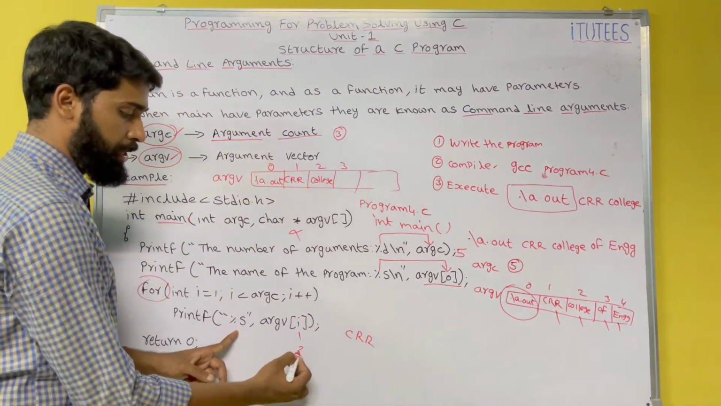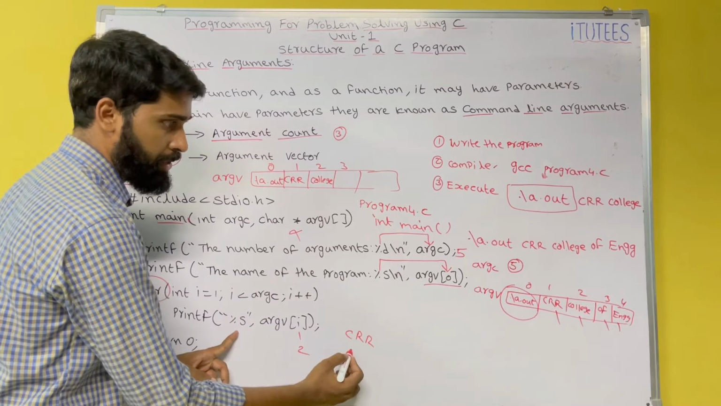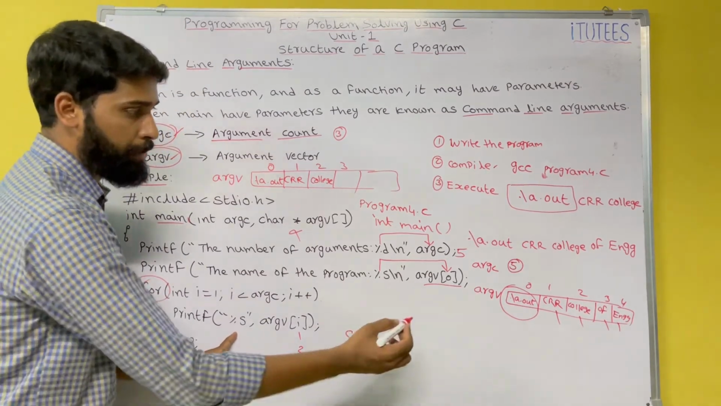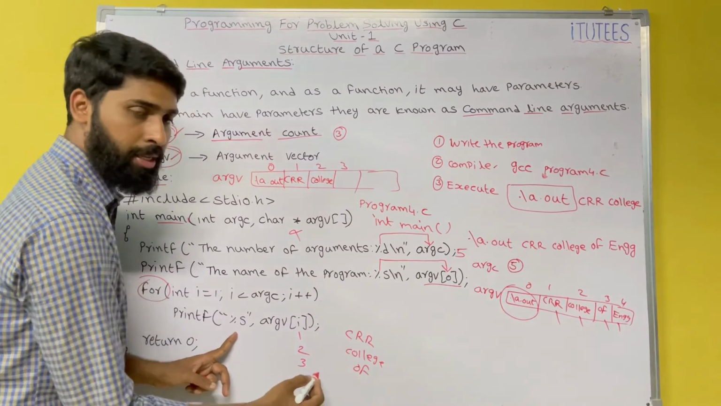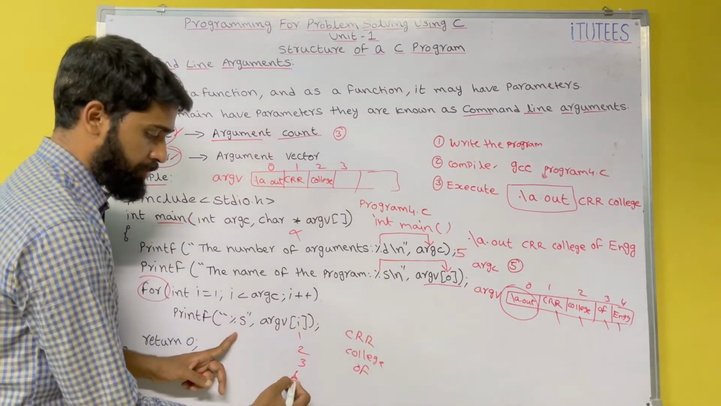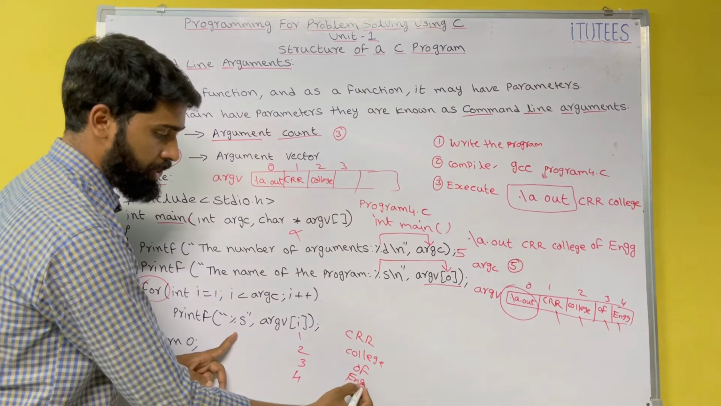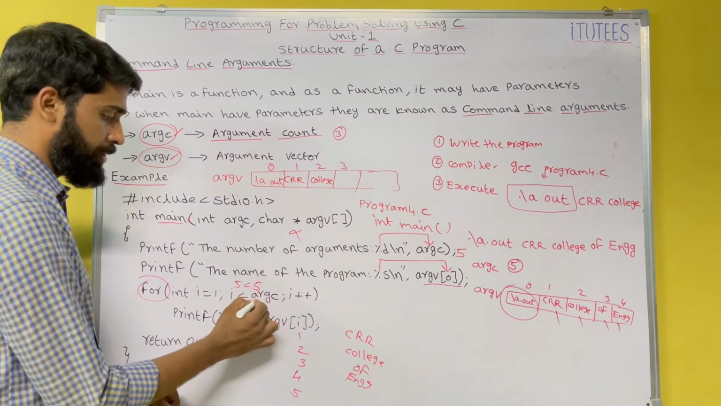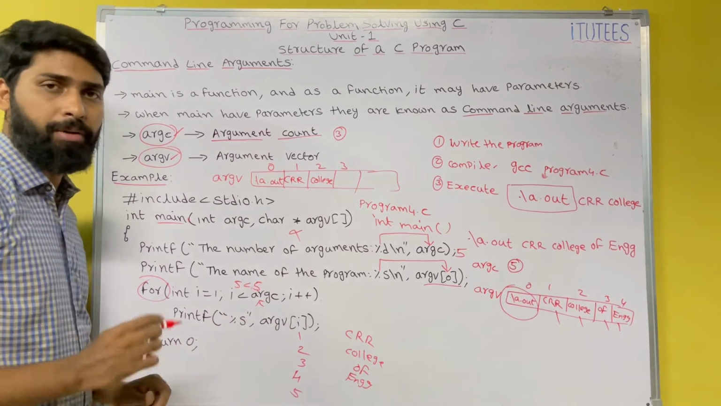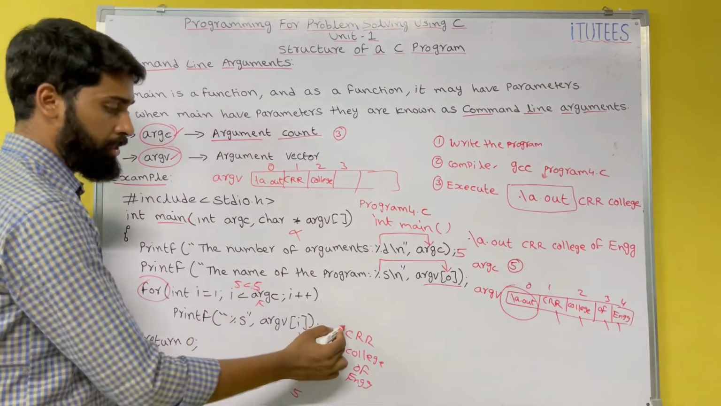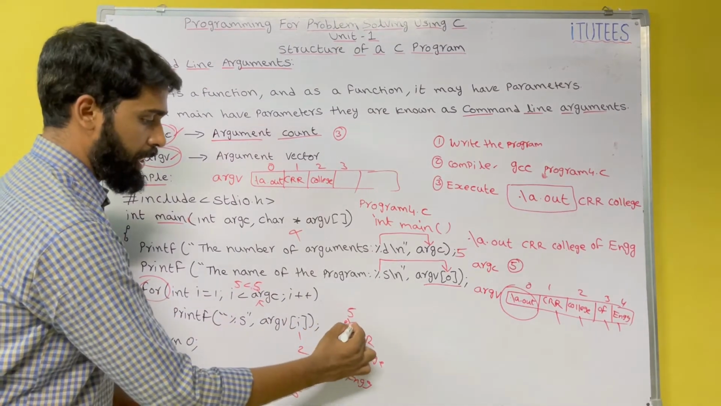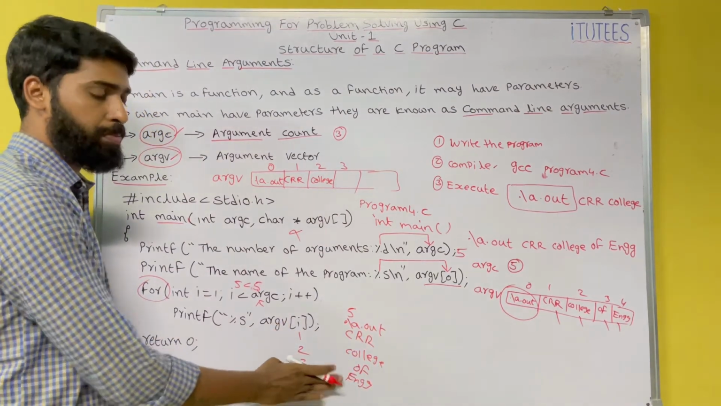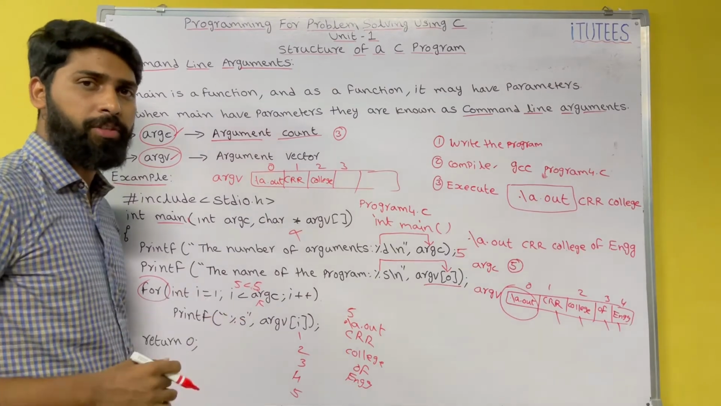So next the i value becomes 2. Then it prints college. Next it becomes 3 and it prints of. So next it becomes 4 and it prints engg. So next it becomes 5. 5 less than 5 is false. We terminate the loop. Okay. So now this is the output: 5, ./a.out and crr college of engg. This is the output. We see the execution of this program.